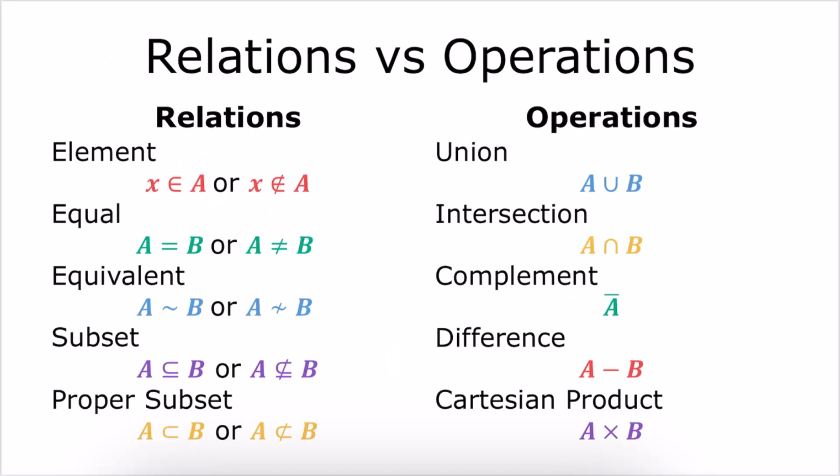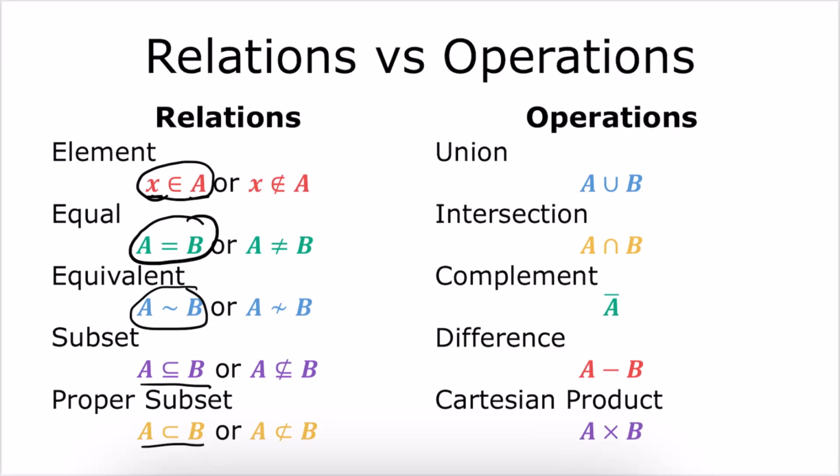So when we're talking about sets, we have relationships between sets. That's what we've been talking about so far. You can have 2 sets that are equal, 2 sets that are equivalent. You can have sets that are subsets or proper subsets of each other. Or you can also talk about the relationship between the sets and the things in the sets. So if X is an object in set A, you can say that X is an element of A.